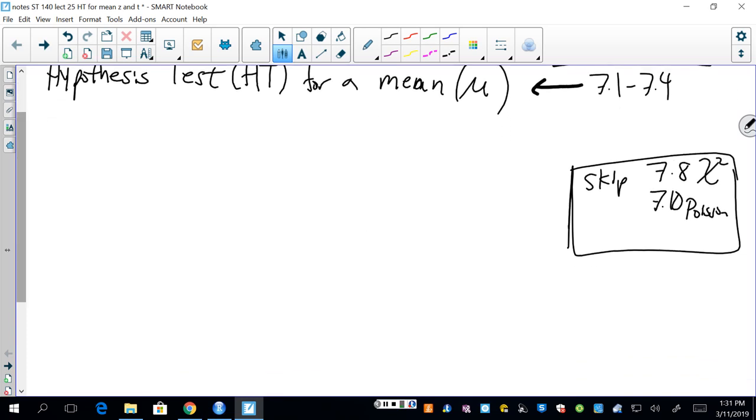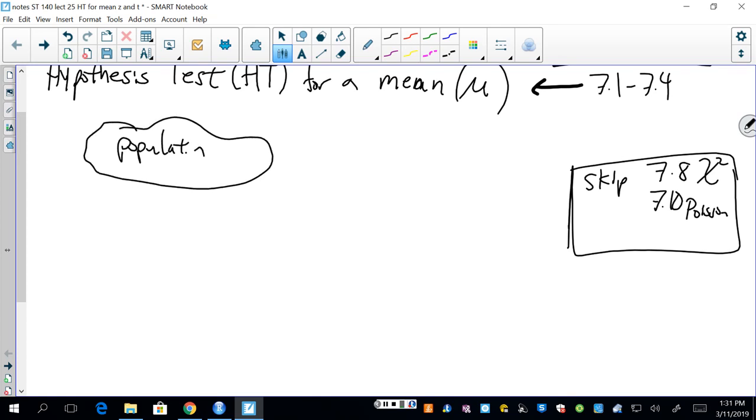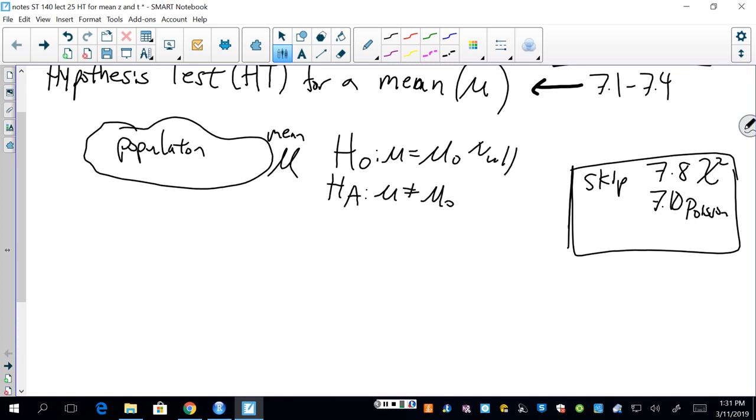So the scenario is that we have a population, and it has a mean. And we're going to have a hypothesis that the mean equals some value. That's the null hypothesis. There's an alternative, which could be two-sided, could be one-sided, but basically says that it's not that value, or maybe it's different, less than, or greater than.